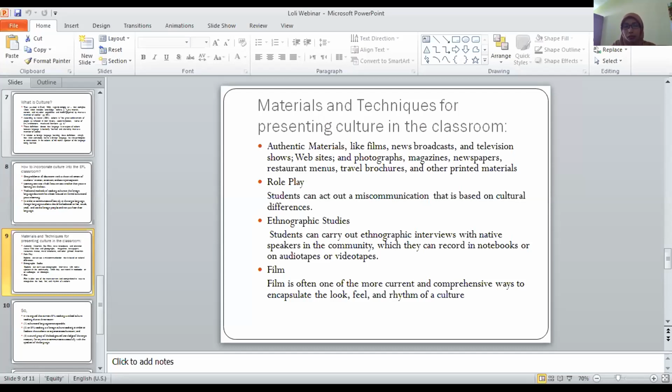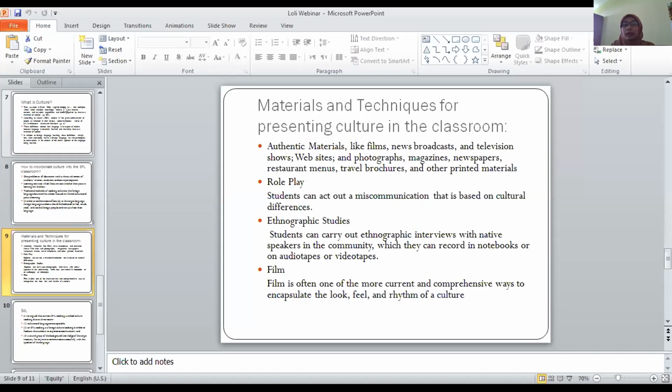The first one is authentic materials, like films, news broadcasts, and television shows, websites, photographs, magazines, newspapers, restaurant menus, travel brochures, and other printed materials. I think that when we teach English as a foreign language in the classroom, when the teacher uses authentic materials, it will help the students to understand the culture of the language that they learn. So I think it's better to use authentic material.